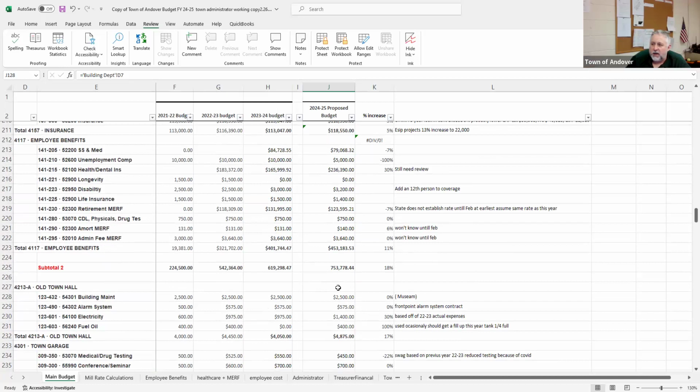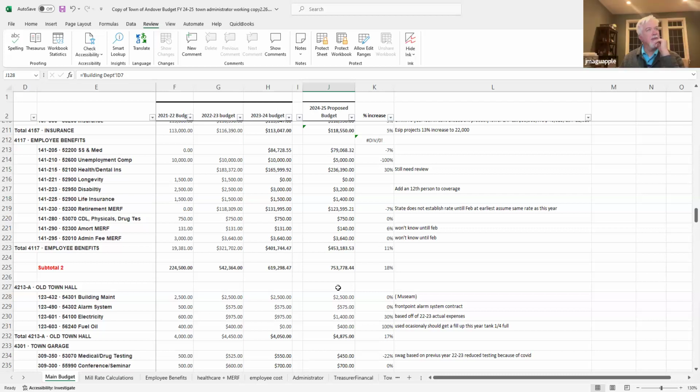Correct, but not including the effect of that on benefits. Correct. So here in employee benefits, you're also talking about the difference in Social Security and Medicare, health and dental, the insurance, MERF, and all the stuff that goes along with having an employee.